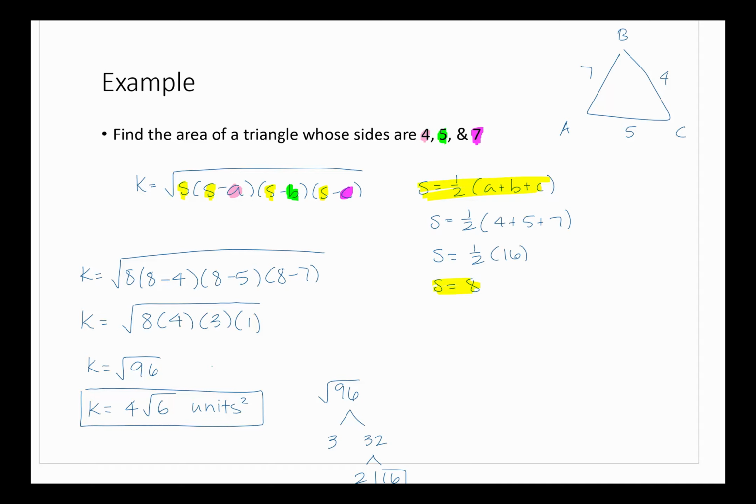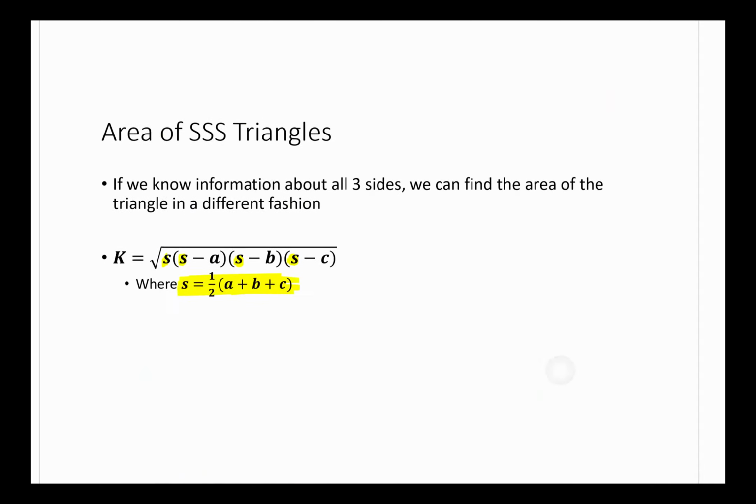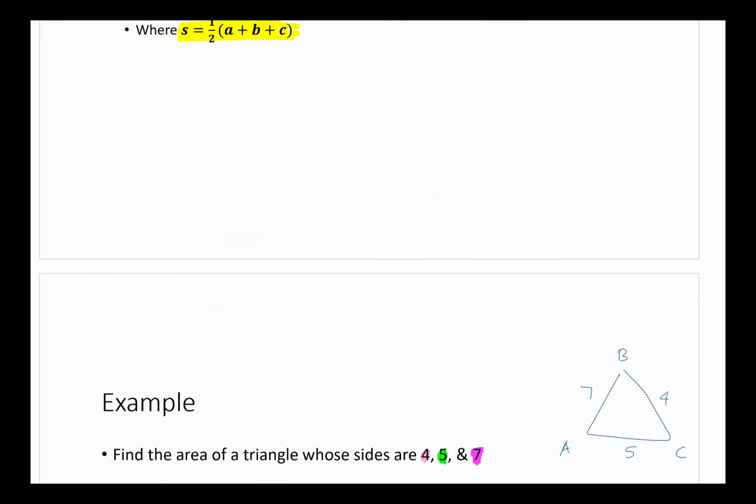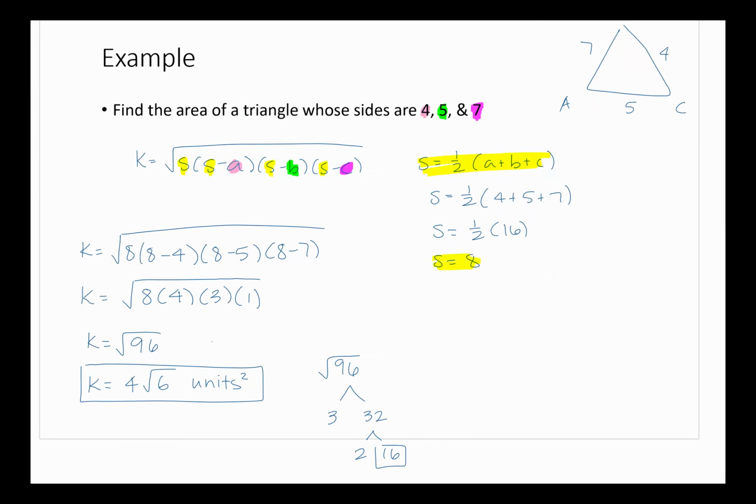So when it comes to finding the area of these triangles, depending on the information you're given, you're either going to be given enough information to use half ab sine C, or half base times height, or you'll have enough information with all three sides to be able to find it using this formula here. And that's it.